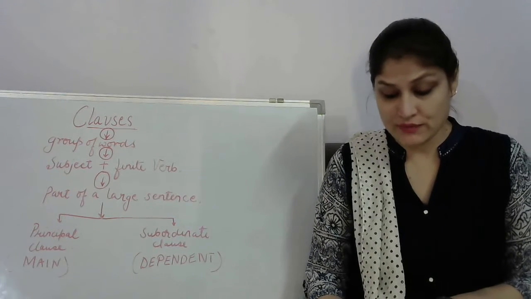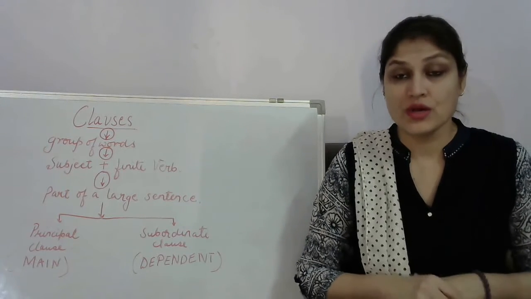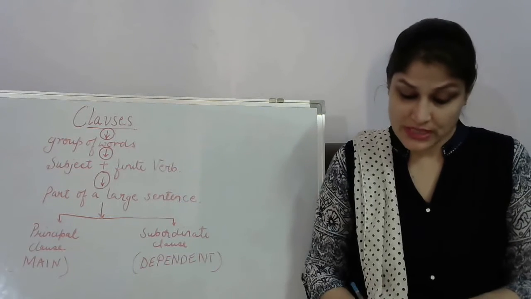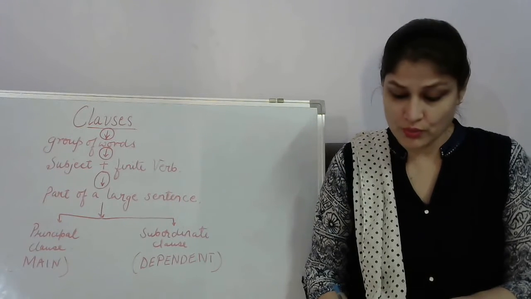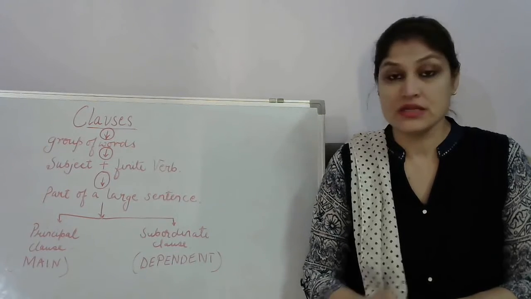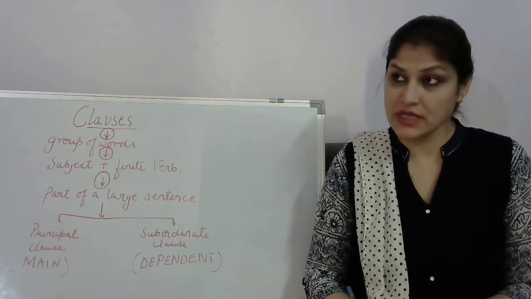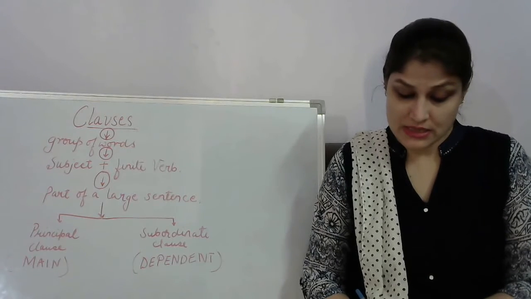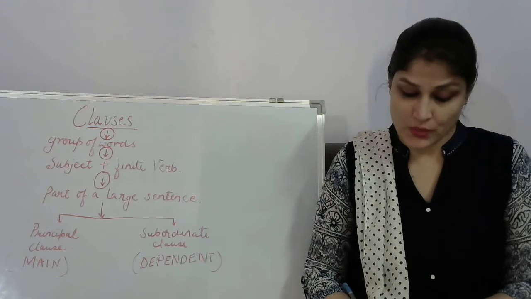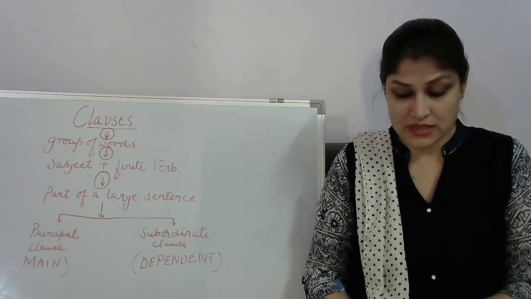So you have to keep a watch on whether it is introduced by a relative pronoun. Relative pronouns are who, whom, whose, that, which, and what. These are your relative pronouns. God helps those who help themselves. Uneasy lies the head that wears a crown. The reason why he left the job is not known. The girl who stood first is my friend.